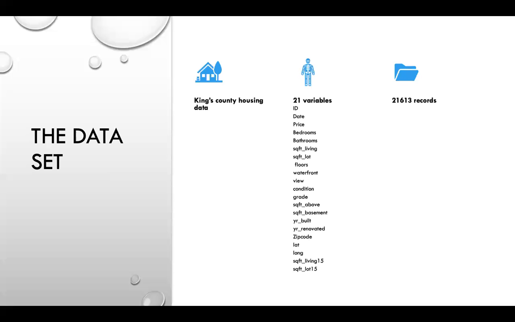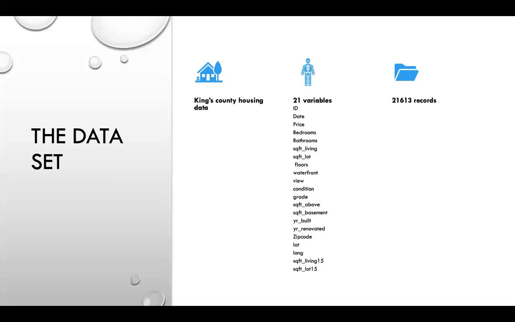The next one is view, which is a value between 0 to 4, which rates how good the view of the property was. Then comes the condition variable, which is on a scale from 1 to 5, which tells the condition of the house. Then there's the grade variable, which has a value between 1 to 13, which represents how good the construction style of the house is. Square foot above is the square footage of the interior housing space which is above ground level. Square footage basement is the interior housing space which is below ground level.